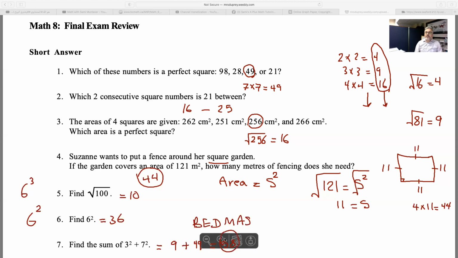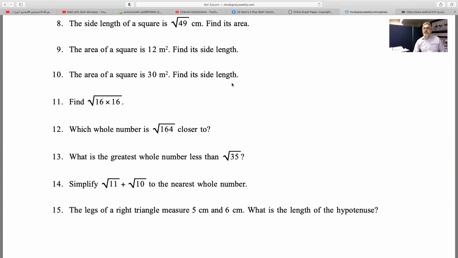And this is your answer. Okay, so we'll continue doing this. So now here they said the side length of a square is square root of 49, find its area.